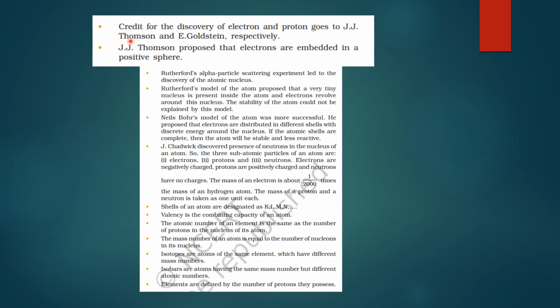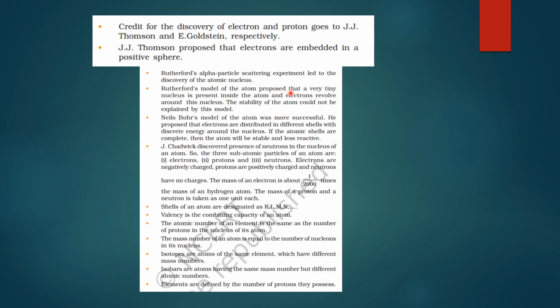So first is credit for the discovery of electron and proton. It goes to J.J. Thomson and E. Goldstein respectively, right? J.J. Thomson proposed the electrons are embedded in a positive sphere, okay? Then Rutherford's alpha particle scattering experiment, it led to the discovery of atomic nucleus, okay?